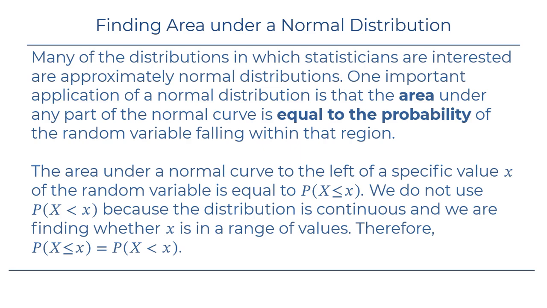We already have a little bit of experience finding the area under a curve and the probability to the left or right of the binomial distribution, and now we're going to repeat that process for the normal distribution. So the area under the normal curve to the left of a specific x value of the random variable is equal to the probability that x is less than or equal to x. We don't use the probability that x is less than x because the normal distribution is continuous, and we're just finding whether x is in a range of values. Therefore, we can say that those two quantities are equal.